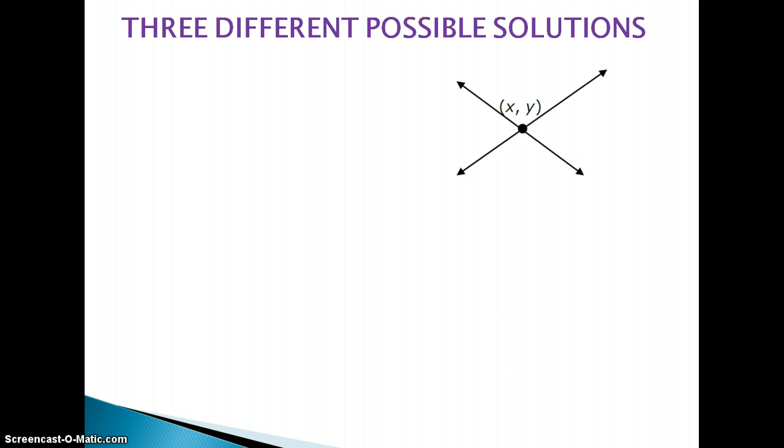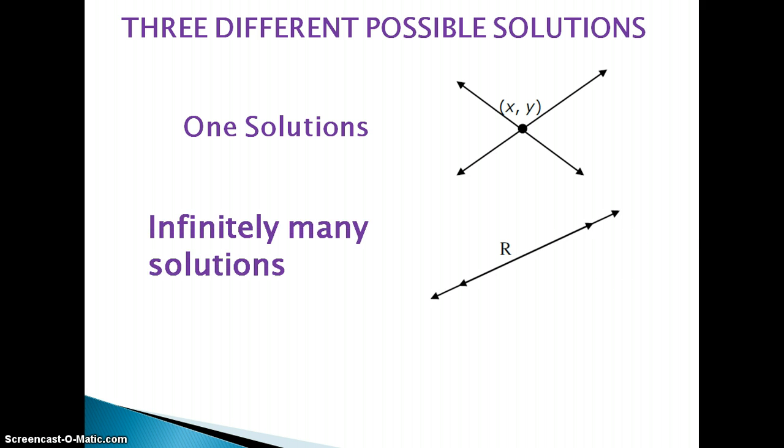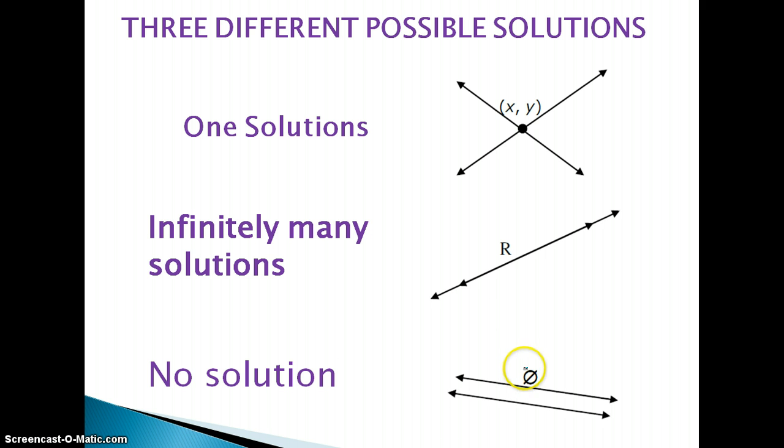You have this one, which is one solution. That's where they cross and meet at one point, and that point is your x comma y. You have what we call infinitely many solutions, and that means it's the same line. See how both of these lines are on top of each other? Because they're the same line, it's infinitely many solutions because it will touch at every point. And then we have parallel lines, which is an empty set, which is no solution. So remember, no solution is the circle with the line through it. Infinitely many solutions is going to be this R right here.